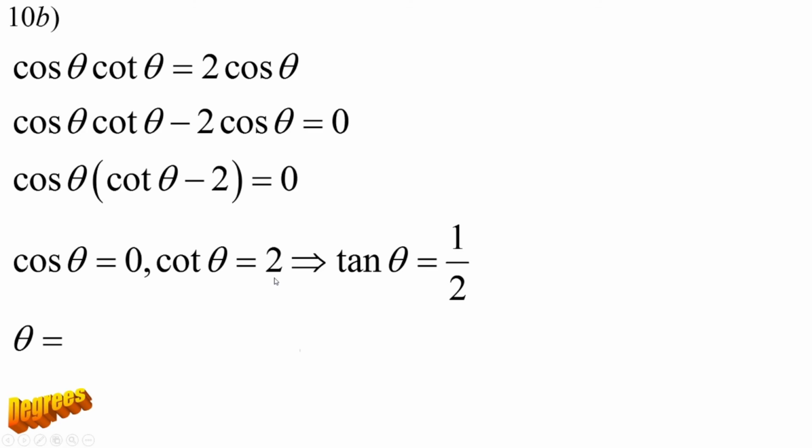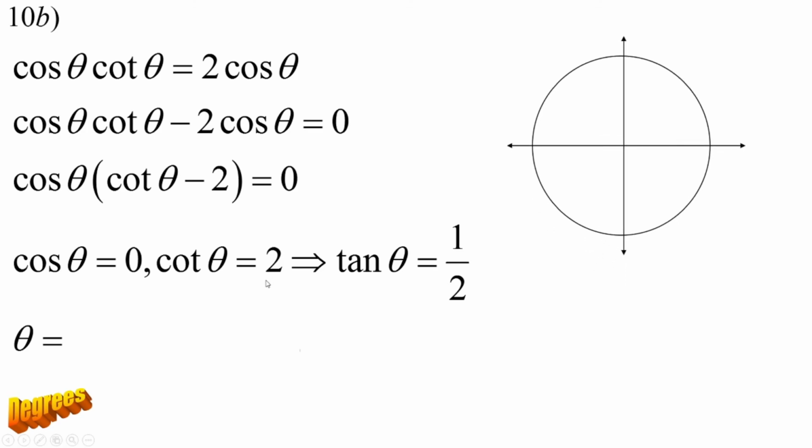Now we're ready to find our thetas. Let's break out the unit circle. So when does cosine have an output of 0 in degrees? That would be at 90 degrees, right there, and at 270 degrees, down there, and that's it for one rotation. So when does tangent of theta equal 1/2? We're going to have to do inverse tangent of both sides. Let's get that 270 in there.